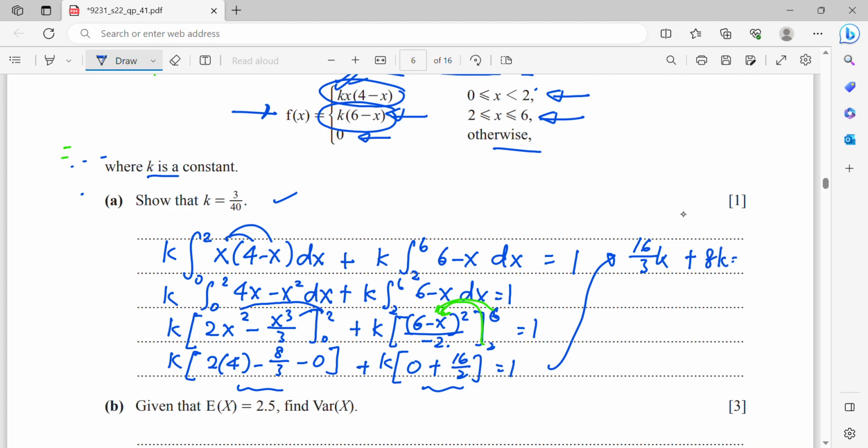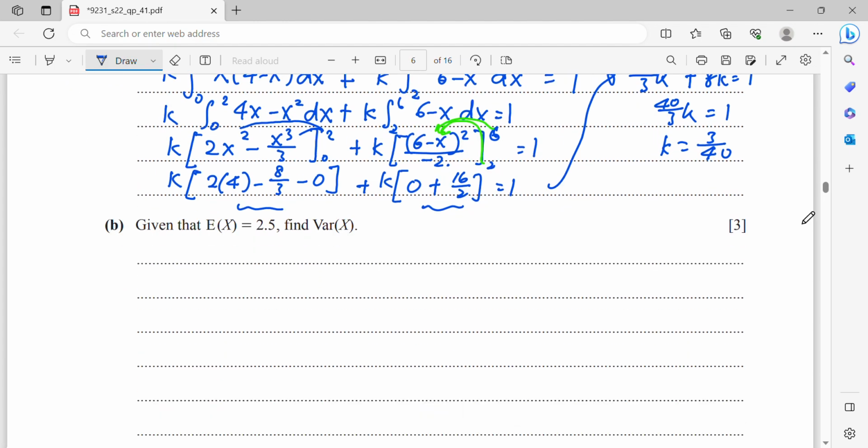Right, so 8k equals 1. So 16 over 3k plus 8k, it will be 40 over 3k equals 1. Therefore, our k is 3 over 40. Okay, so this is how we show the k value.